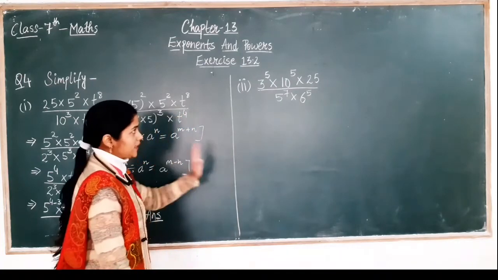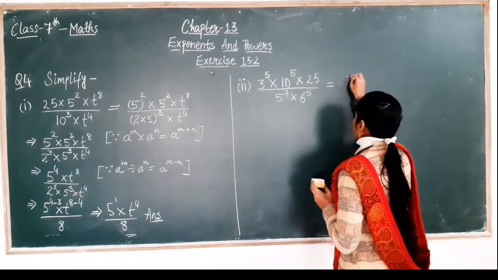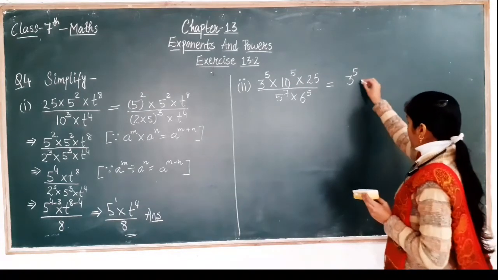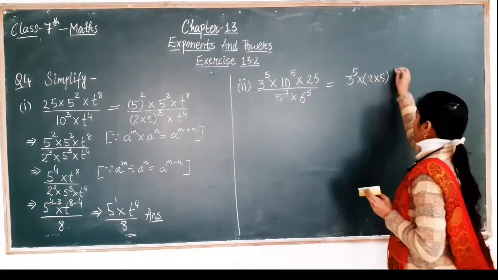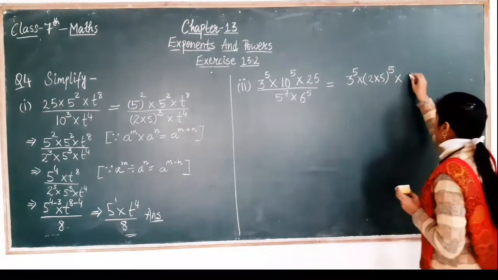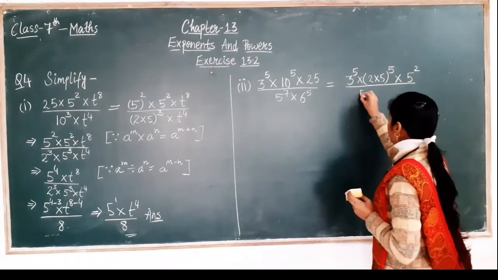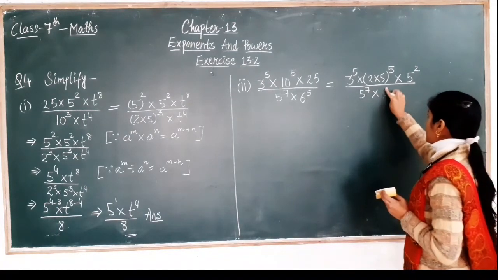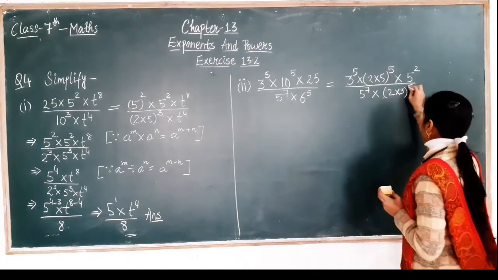As we have solved this question, the same way we will be solving this question. So what we have to do is 3 raised to the power 5. So 10 can be distributed in two parts, that is 2 into 5 whole to the power 5 multiplied by 25, which can be written as 5 square. Then it would be 7 raised to the power 5 raised to the power 7, and 6 can be written as 2 into 3 whole to the power 5.